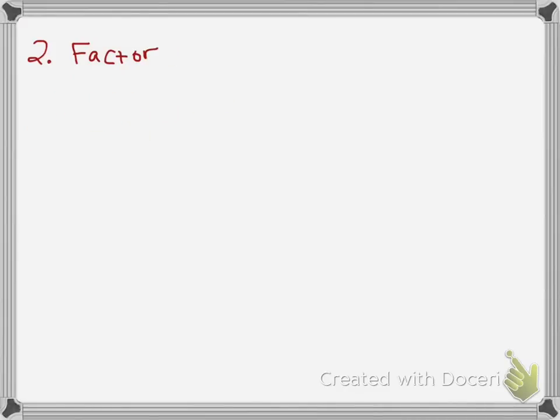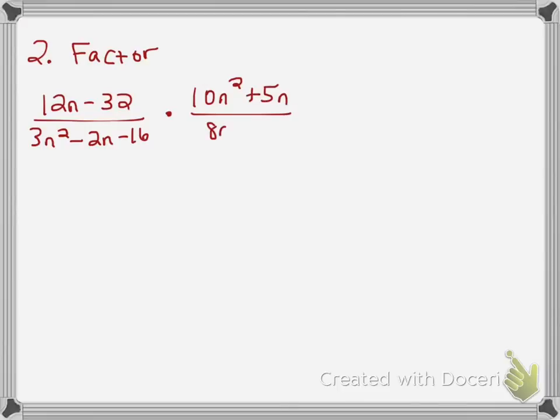All right, so we're going to keep going with this second part. It's going to be factoring. Remember, when we factor, we're going to be able to simplify, but we're going to make sure that we factor first. This is the expression we were working with. You have four parts: a numerator and a denominator for the first fraction, and a numerator and denominator for the second fraction. The numerator for the first one, 12n minus 32, is a GCF. 10n squared plus 5n, the other numerator, is another GCF. 8n plus 4 is another GCF. And that last one, 3n squared minus 2n minus 16, you're going to use your box.